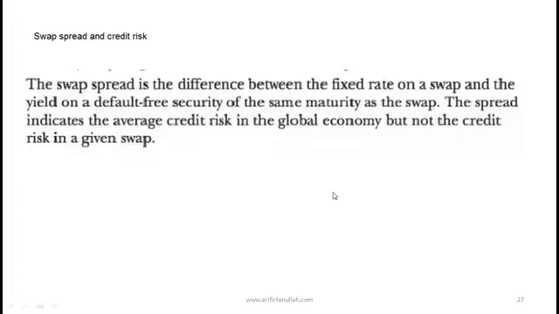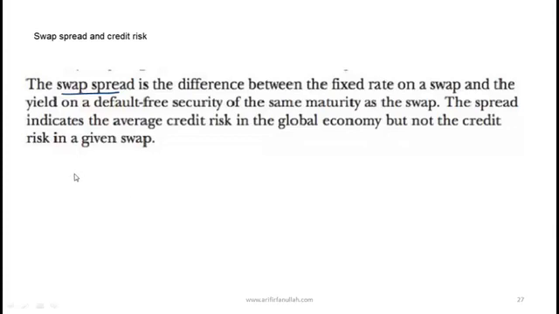Okay, and finally, this is the last learning objective: define a swap spread and explain its relation to credit risk. This is important not just from a CFA perspective, but very often if you read, say, The Economist or some other good financial newspaper, you will see frequent references to a swap spread. So we need to understand what we mean by a swap spread. The swap spread is the difference between the fixed rate on a swap and the yield on a default-free security of the same maturity as the swap. The swap spread indicates the average credit risk in the global economy, but not the credit risk in a given swap. So what does this mean?